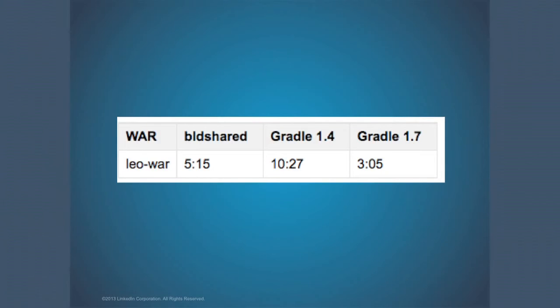BLD shared is the name we use for the old Ant framework. This is a very large war that we build. Building it with BLD shared takes about 5 minutes. Building it with Gradle 1.4 took about 10.5 minutes, and building it with 1.7 takes about 3 minutes. These are speedups that should be applicable across the board for Gradle. Of course, this requires configuration on demand and parallel. Those are absolutely required features.